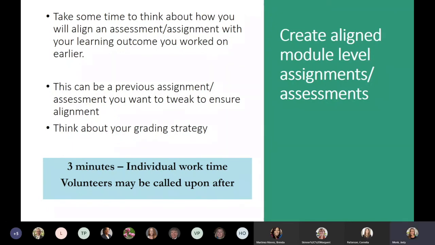All right, do we have some volunteers just to talk us through maybe some of your module level learning outcomes and then the aligned assessments you had planned for students and what your grading strategy would be?